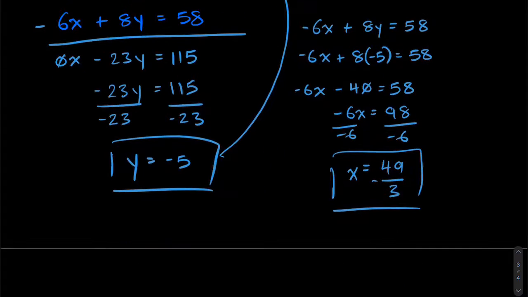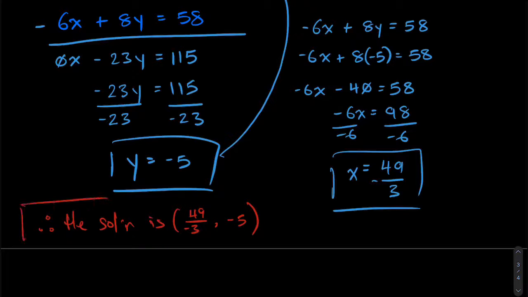So there's your solution to the system. Sometimes it won't be nice numbers like that, and it's completely fine. So therefore, the solution is 49 over 3, negative 5. If I did make a mistake there, you can call me out, but I'm just going with the flow right now. But that's the general gist for this.